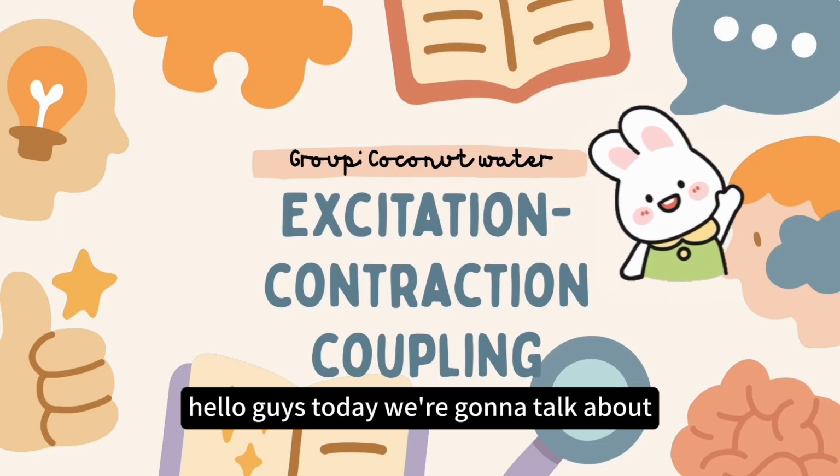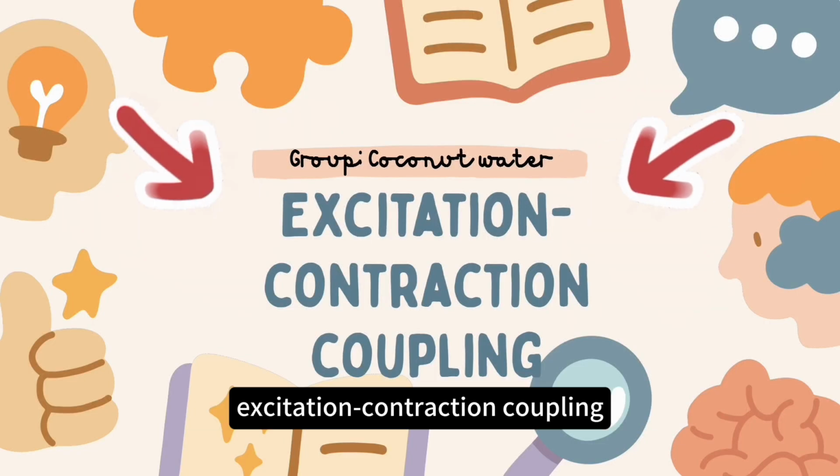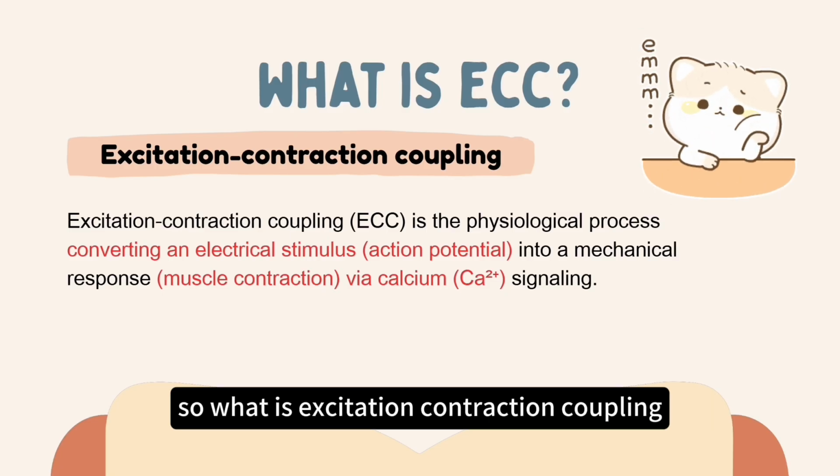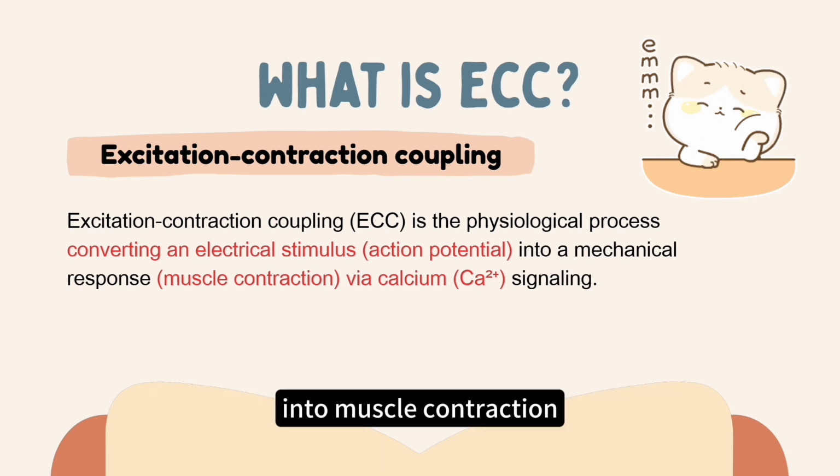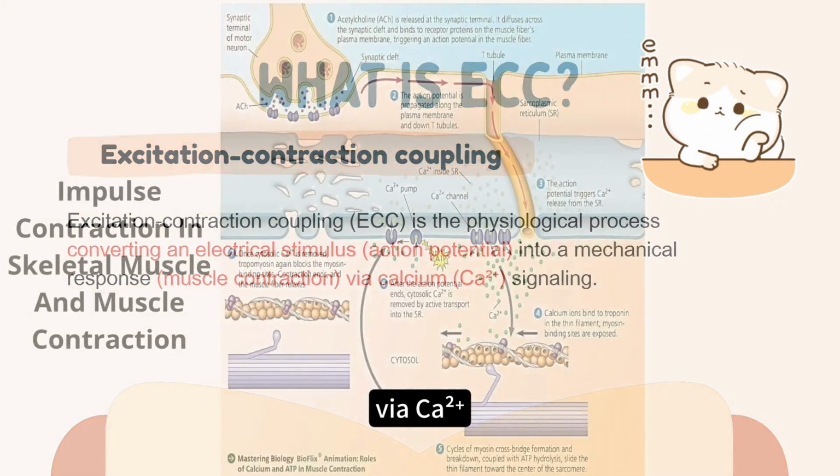Hello guys, today we're gonna talk about excitation contraction coupling. So what is excitation contraction coupling? Basically, it's a process that converts an electrical signal into muscle contraction via Ca2+.